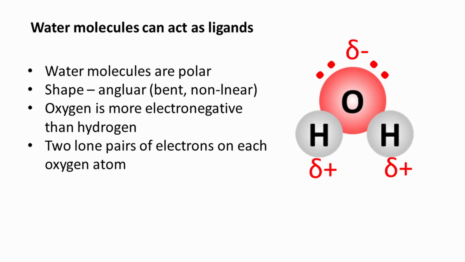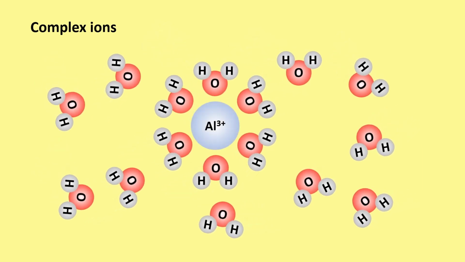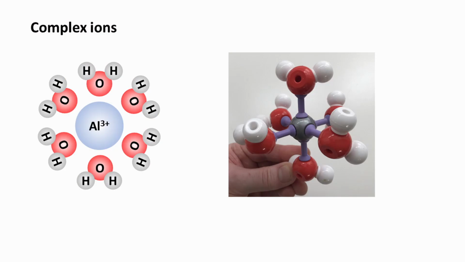Molecules of water, H2O, are polar. The shape of each molecule can be described as angular. Oxygen is more electronegative than hydrogen, so each oxygen atom has a slightly negative charge. Each hydrogen atom has a slightly positive charge. There are two lone pairs of electrons on each oxygen atom. Water molecules can act as ligands to form complex ions.